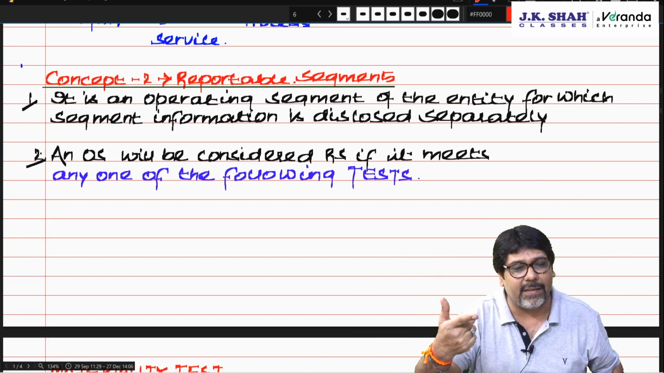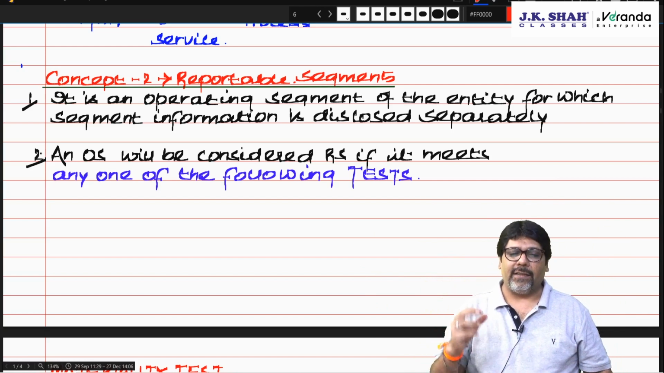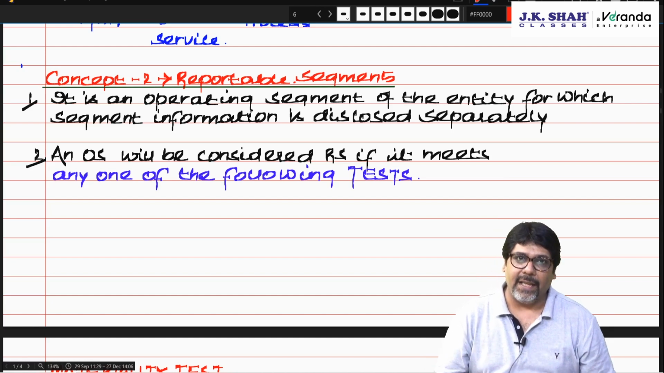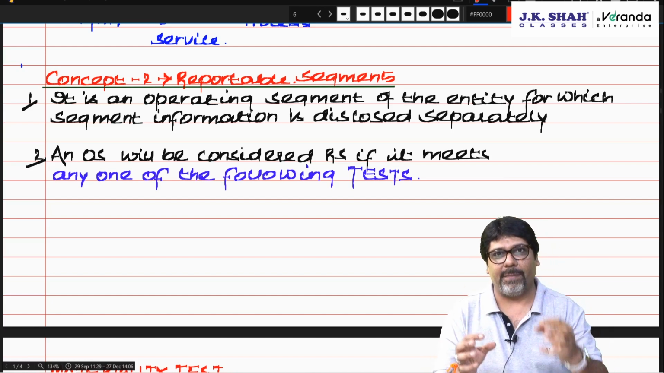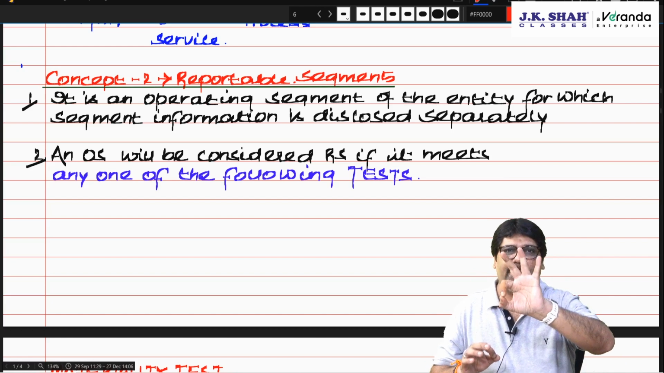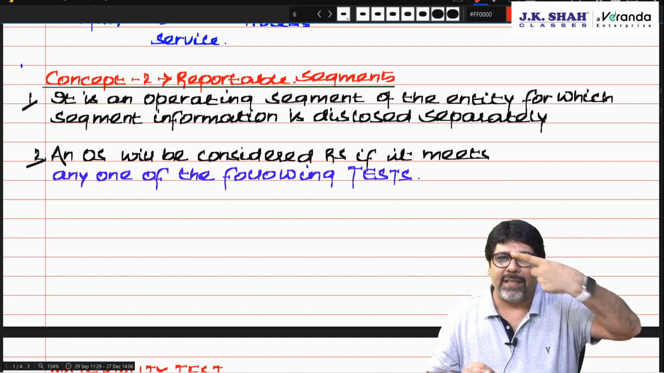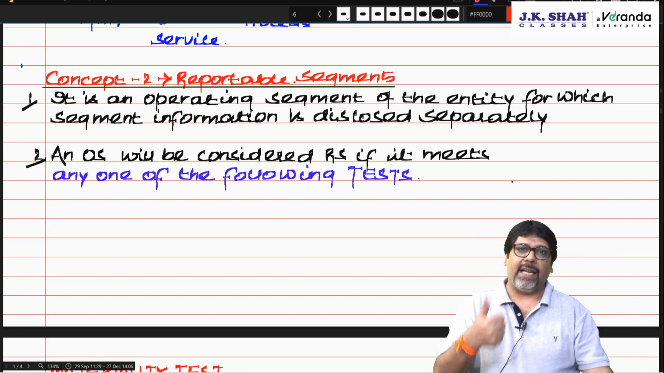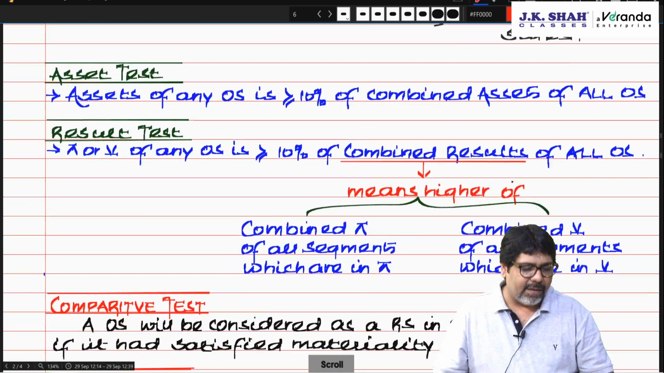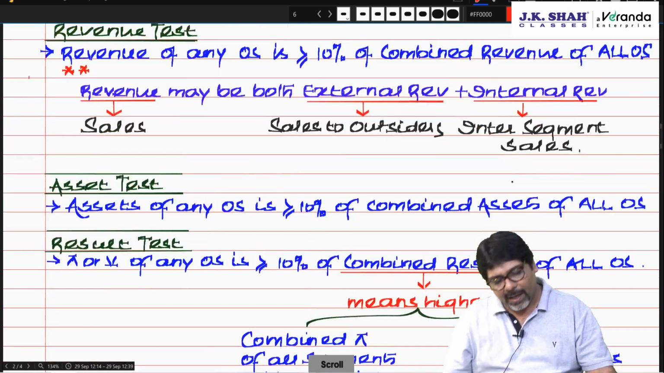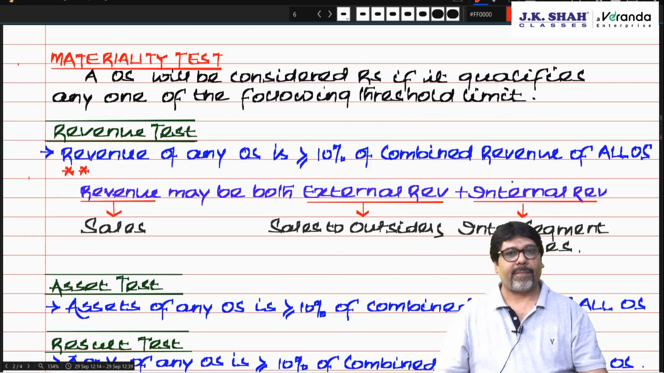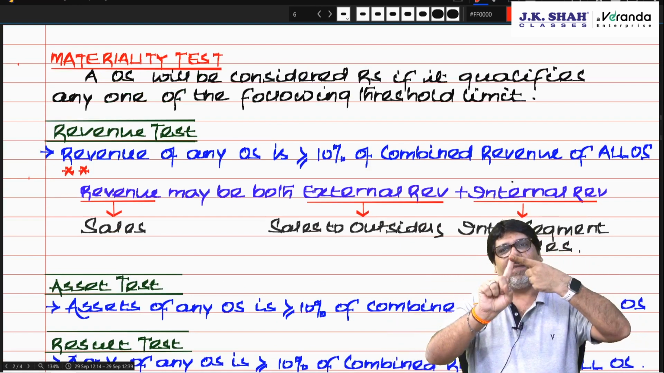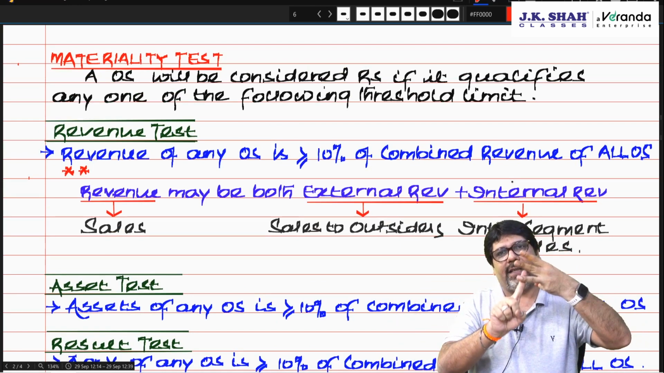Now the second question which hits our mind is, what is a reportable segment? Now chartered, a particular segment can become a reportable segment if it passes through any one of the three tests. Any one of the three tests. First one is materiality test. Second one is comparative test, and the third is overall test. Am I clear? Now what is materiality test? Materiality test in itself has three further tests: revenue test, asset test, result test.